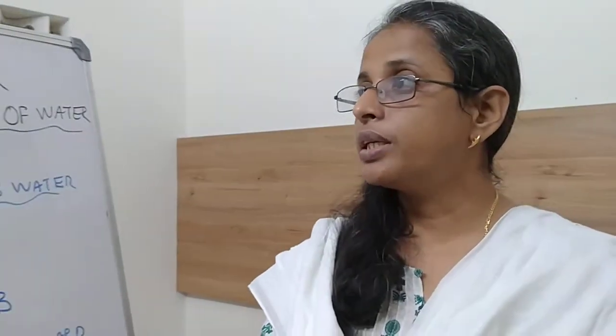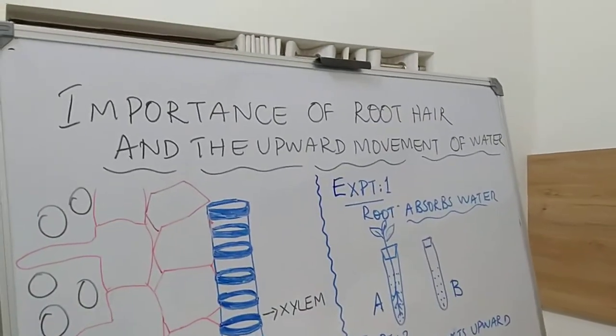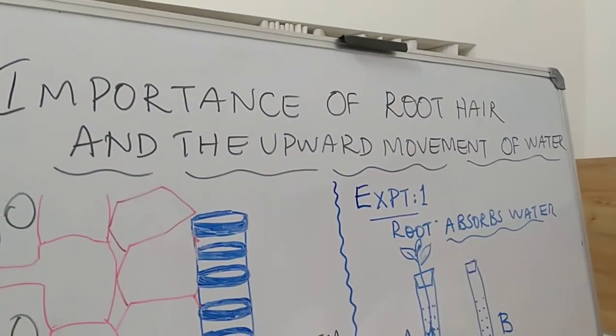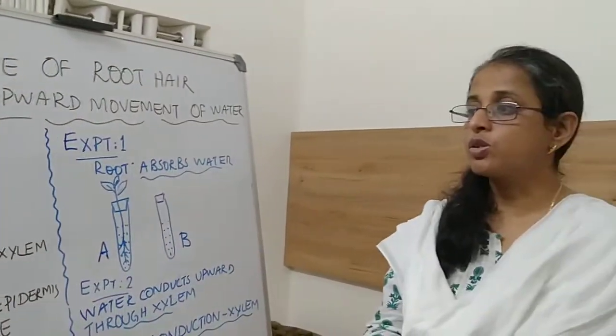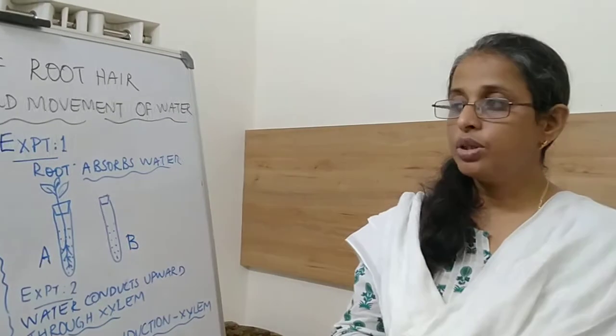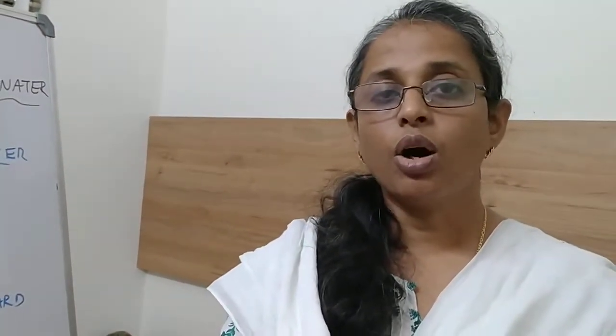And today let us discuss the importance of root hair in the upward movement of water. What is the role of root hair in the upward movement of water? And we will discuss some of the experiments also. You know that root hair is the extension of the epidermis.